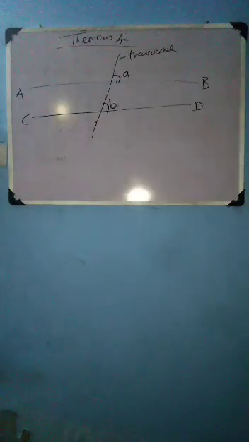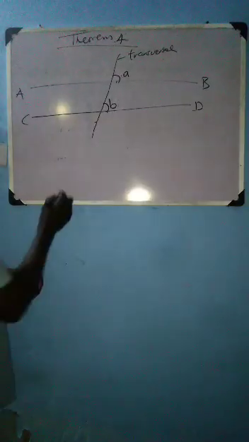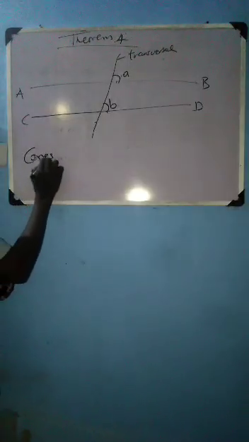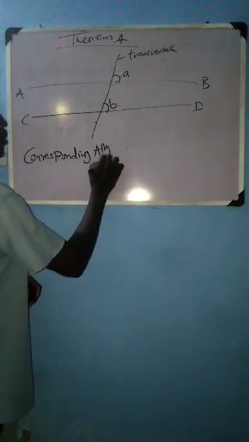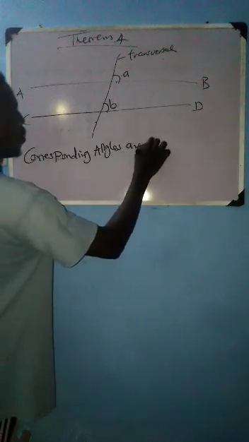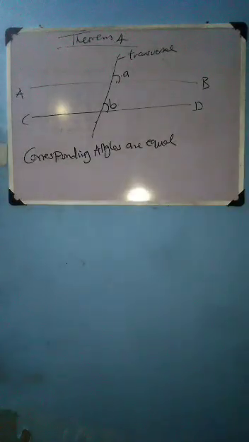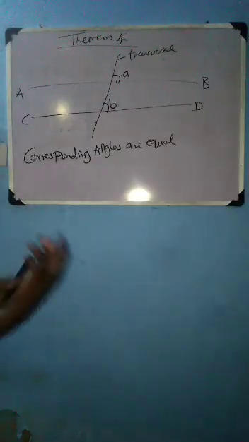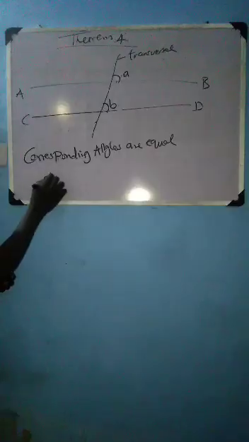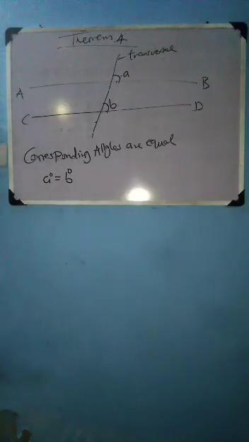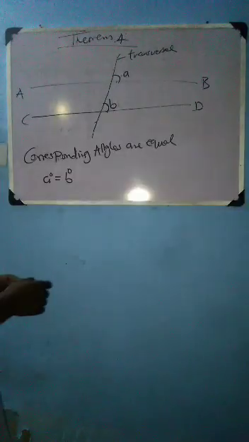Theorem 4 now. Theorem 4 is corresponding angles are equal. Please take it down. That's theorem 4. I'm going to answer theorem 3 and theorem 4 at the same time, so that's why I'm giving you this now. Alternate angles are equal. Corresponding angles are equal. So angle A degrees is equal to angle B degrees. Corresponding angles are equal. Have you taken that? Right.